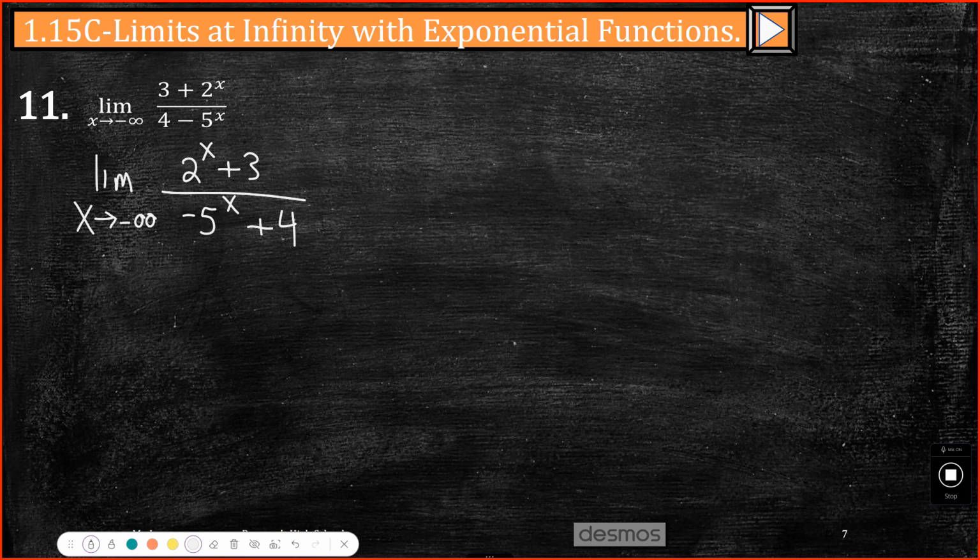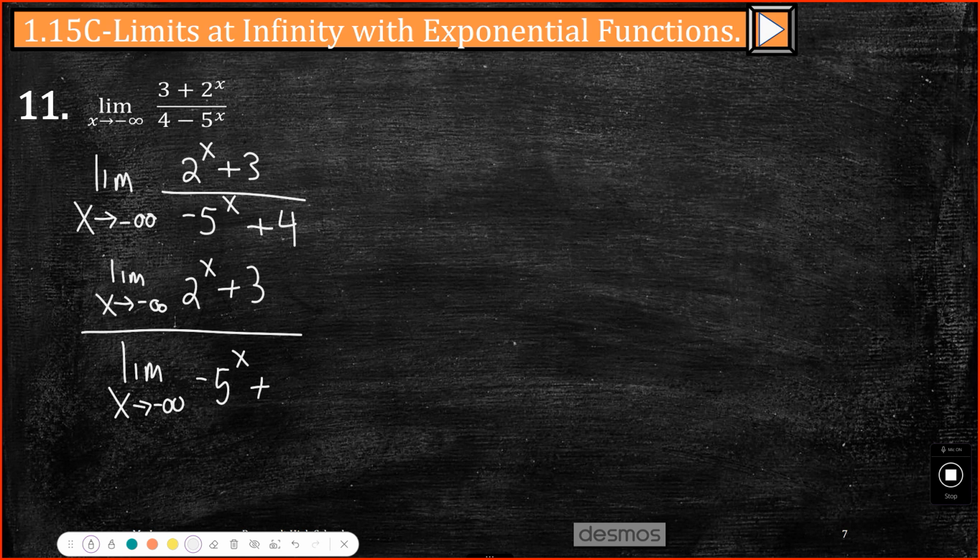Next thing I'm going to do is use the properties of limits, where I want to do the lim as x approaches negative infinity of that function divided by the limit as x approaches negative infinity of this function. So now, the property of limits is that you can go ahead and just go over here and do lim x approaches negative infinity of 2^x plus 3. And we're going to do lim x approaches negative infinity of negative 5^x plus 4. Okay, so far I think everything is okay.